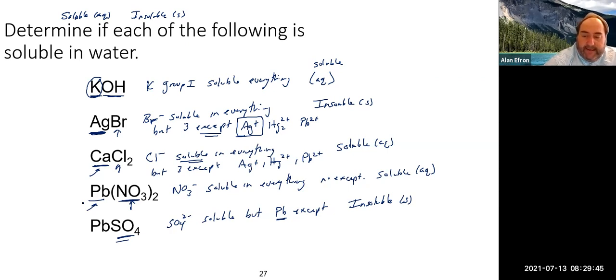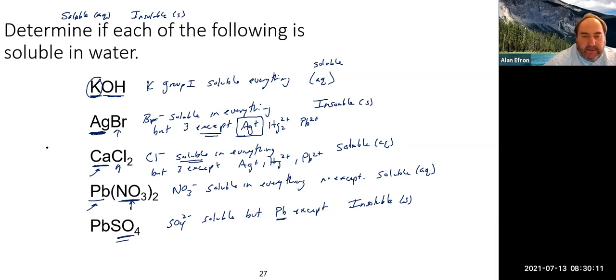So again, solubility rules will probably be provided for you. You should have some understanding of them, and definitely have some understanding of how to use the solubility table. I think that might be provided for you, but you should have some knowledge of it, I suppose, would be good. Any questions on solubility rules or anything like that?